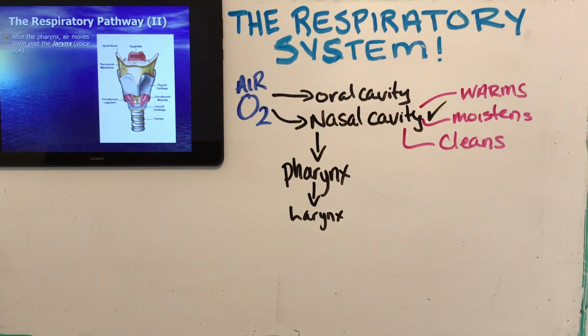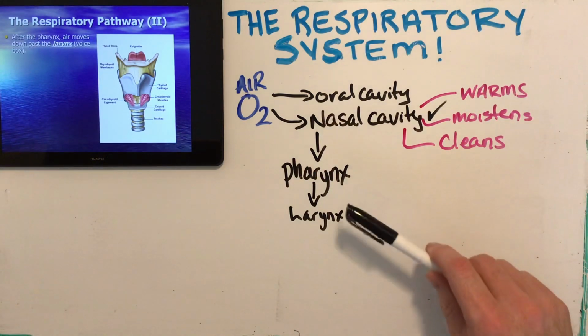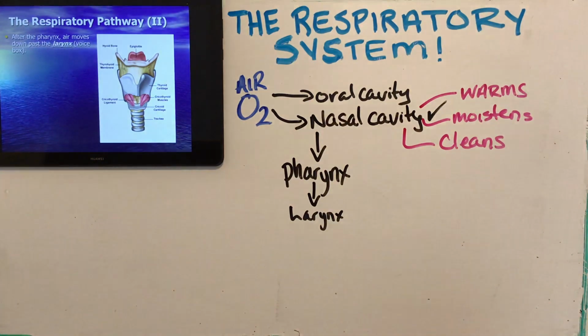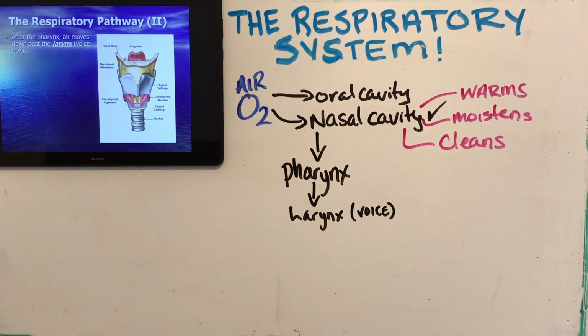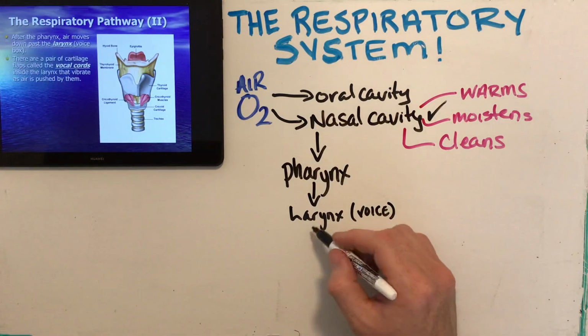And it looks like larynx, just like pharynx, but this is pharynx and larynx. The larynx produces our voice. It's our voice box. And attached to the larynx is the trachea.